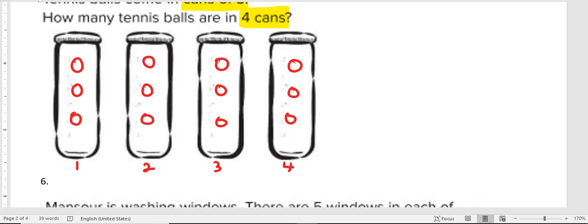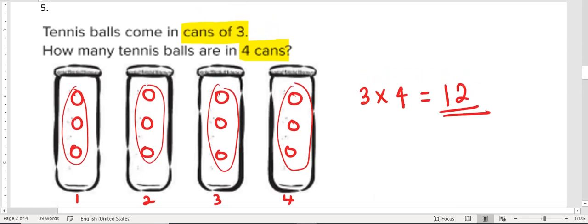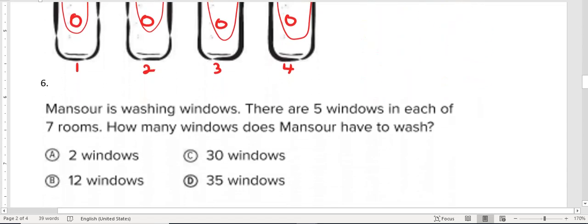So, how many tennis balls in total? If you count the total number of the balls, 3, 3, 3, 3 in 4 places. So that's 3 times 4, which will give us 12. So a total of 12 tennis balls.